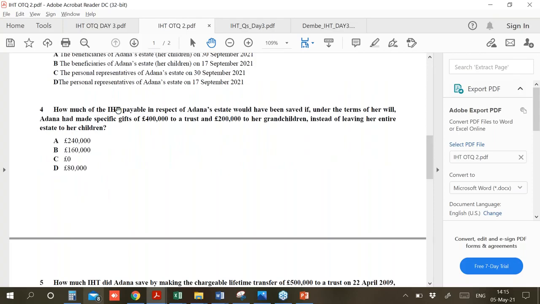The fourth one says how much of the IHT payable in respect of Adana's estate would have been saved if, under the terms of her will, Adana had made specific gifts, 400,000 to her trust and 200,000 to her grandchildren, instead of leaving her entire estate to children. Now, guys, you tell me, does it make any difference if you transfer anything to anyone on death? For example, if you transfer something to Mr. A on death rather than Mr. B, does it matter? Answer me in yes or no.